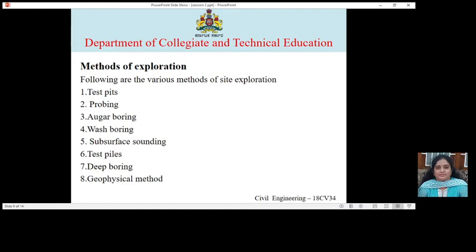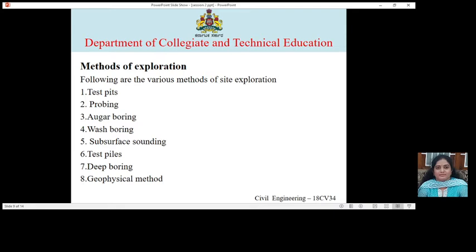The following are the different methods of soil exploration. These are the different methods conducted on site, using huge machineries, to find out the different values or engineering properties of the soil, or sometimes to collect the sample itself. Number one is test pits, the simplest form.